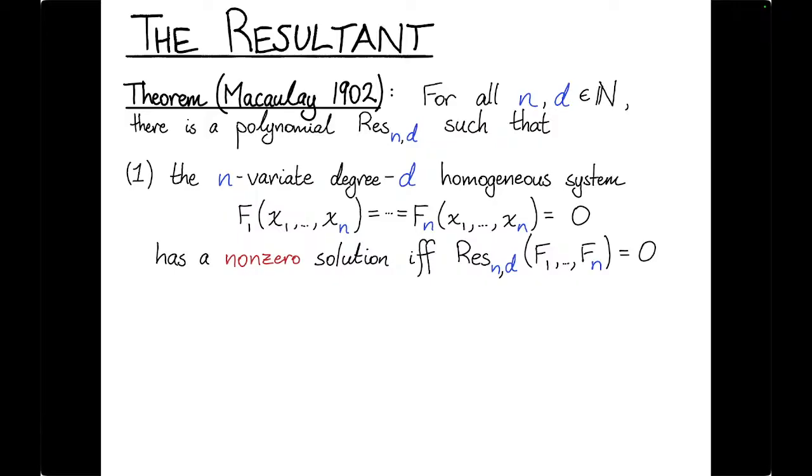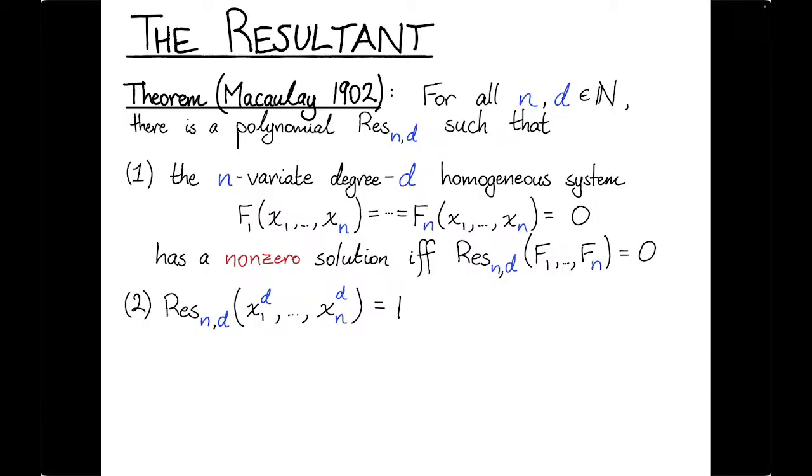The resultant eats all the coefficients of this system, and it spits out a number. If that number is 0, the system has a solution. If the resultant is non-zero, there is no solution. The way I'm writing this here, it looks like the resultant composed with these polynomials, but it's really eating their coefficient vectors as the input. So that's one property that the resultant has: it tells us if a system is satisfiable.